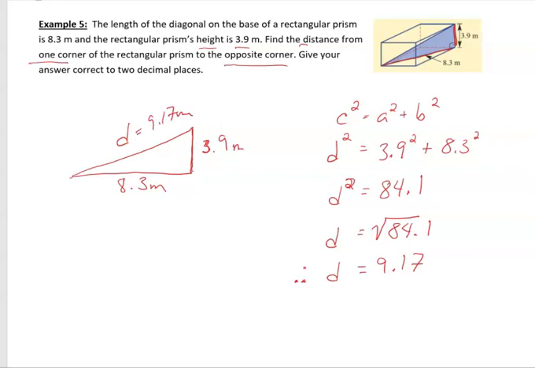And is that correct? Well, a hypotenuse is meant to be the longest. It needs to be the longest of all these sides. So 9.17 is indeed longer than 8 point anything or 3 point anything.